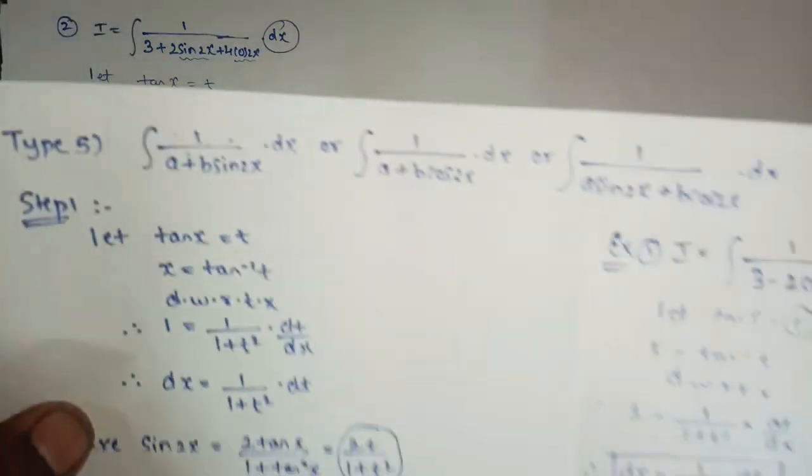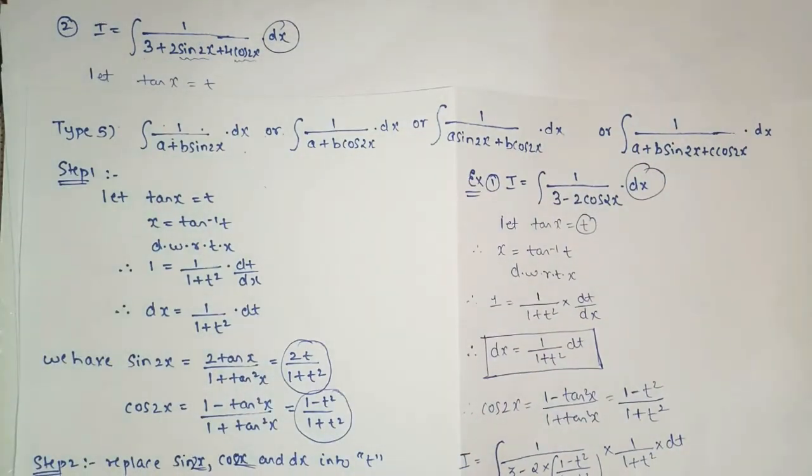Okay, so that's the end of the type number 5 also. I hope you all understood the type number 4 and type number 5, and both type 4 and 5 are very important sums from the integration chapter. Okay, and even the type number 6 also is very important, and in the next lecture we're gonna do the type number 6.